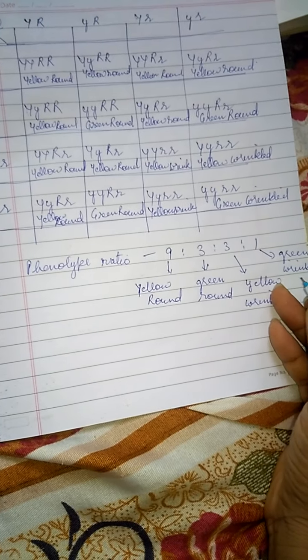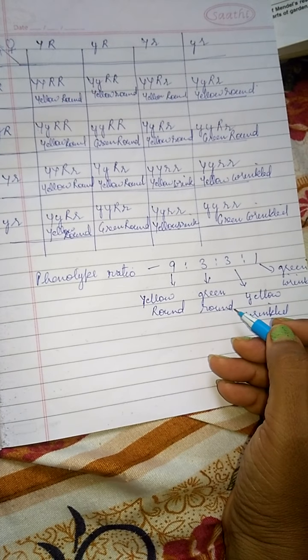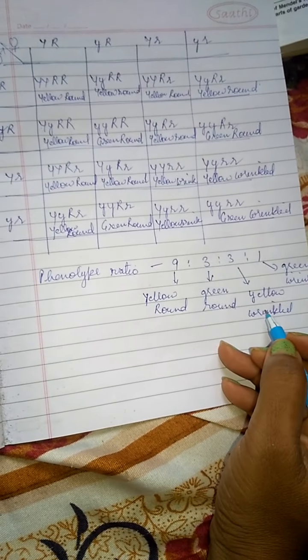Genotypic ratio is not asked, because the genotypic ratio is a bit complex. It is 1:2:2:1:4:2:1:2:1. Okay, that is generally not asked in the exam.